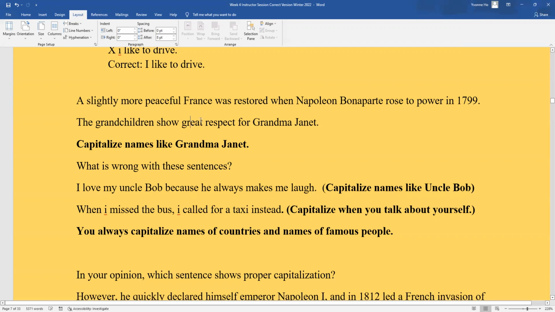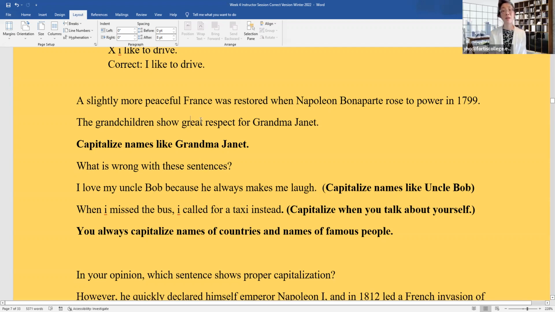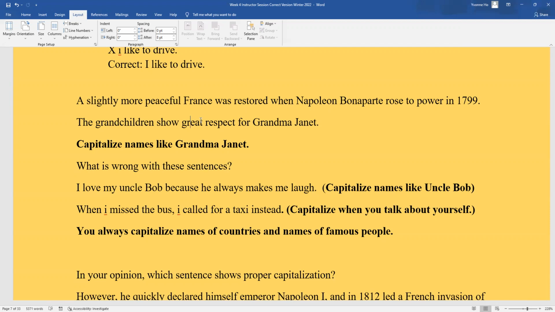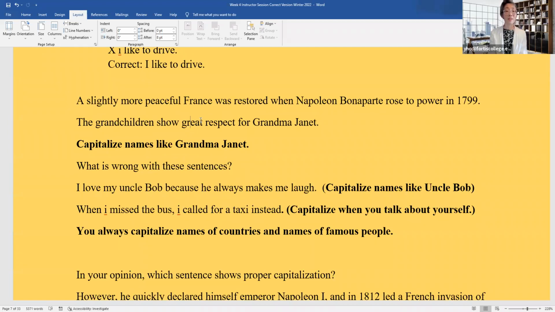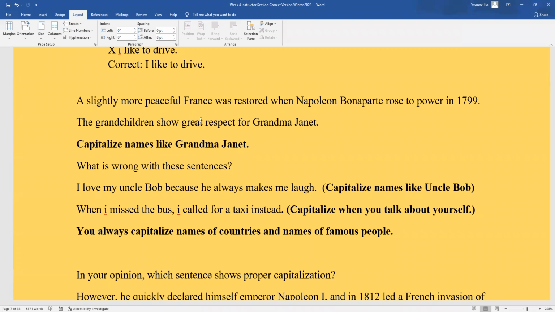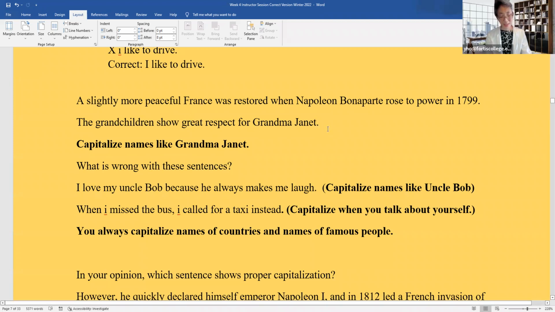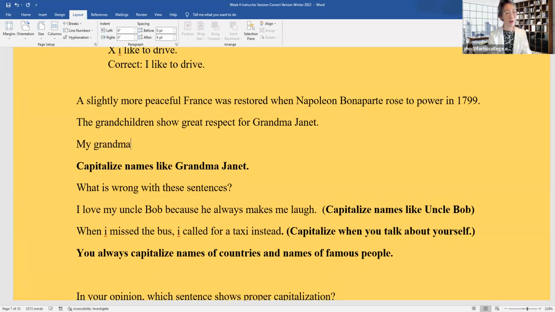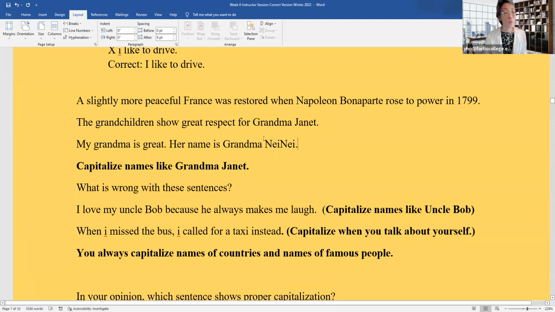What about: the grandchildren show great respect for Grandma Janet? Candace, is this a correct sentence? I don't think the G has to be capitalized. In Grandma? It does, because Grandma is her name, Grandma Janet. So the G has to be capitalized. Excellent. So if I say, my grandma is great, her name is Grandma Nene. Actually, that was the name of my grandmother. So my grandma was great.